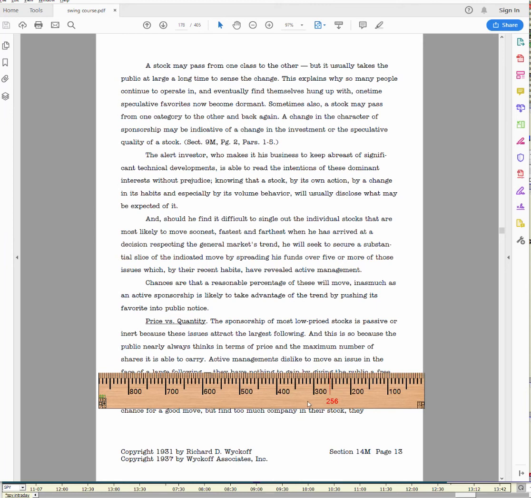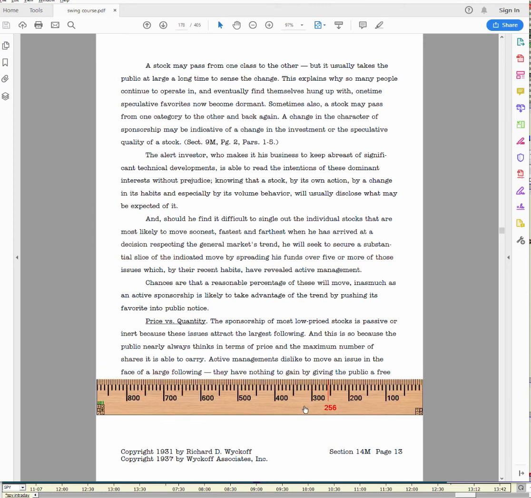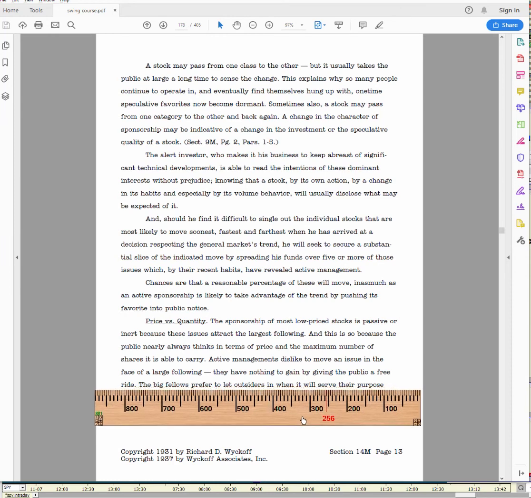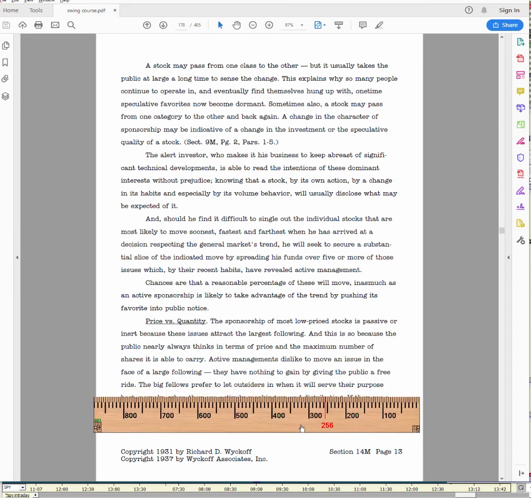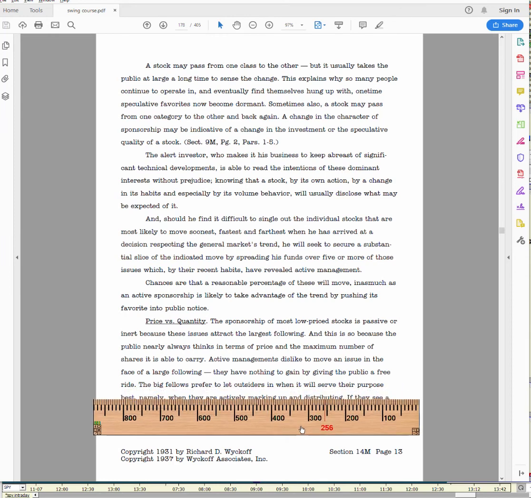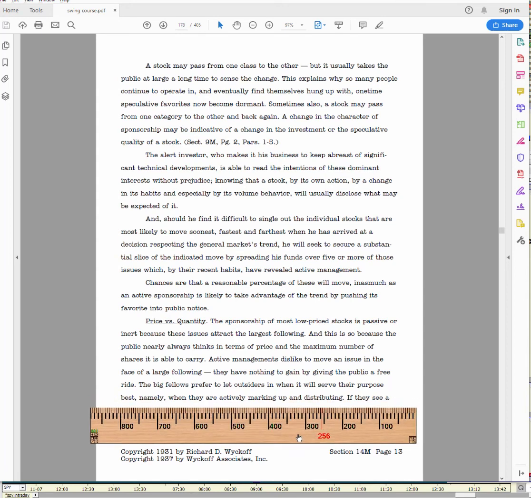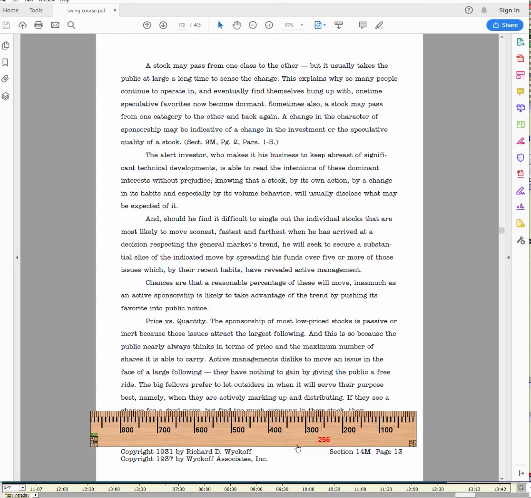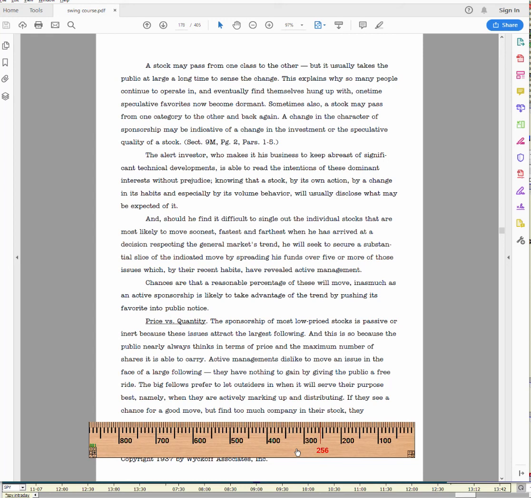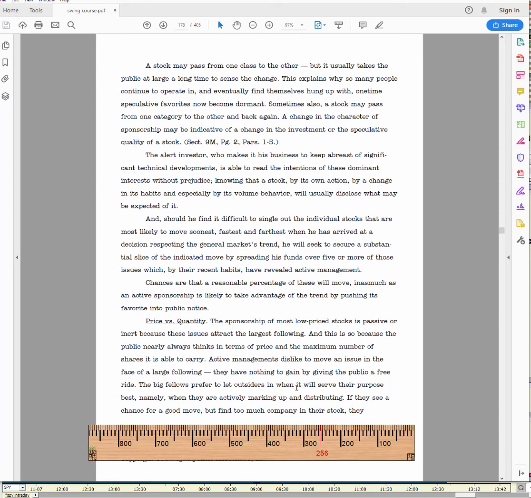Active management dislikes to move an issue in the face of a large following. They have nothing to gain by giving the public a free ride. The big fellows prefer to let outsiders in when it serves their purpose best, namely when they are actively marking up or distributing. If they see a chance for a good move, and they find too much company in their stock, they will shake it out.